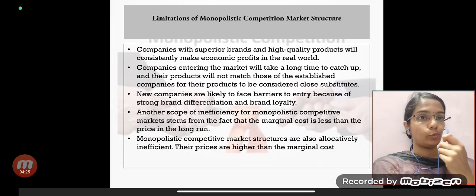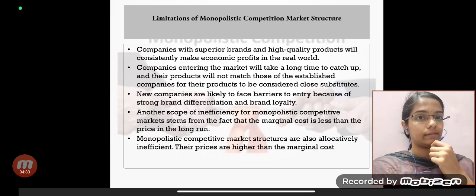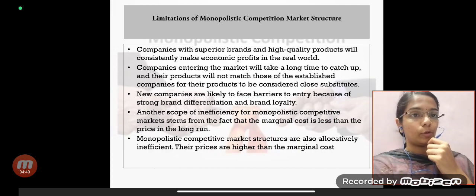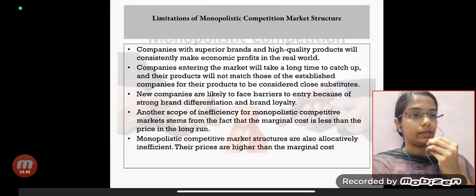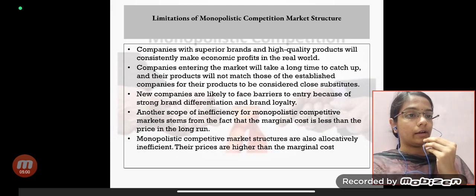The limitations of the monopolistic competition market structure are that companies with superior brands and high quality products will consistently make economic profits in the real world. Companies entering the market will take a long time to catch up and their products will not match those of the established companies for their products to be considered close substitutes. New companies are likely to face barriers to entry because of strong brand differentiation and brand loyalty. New companies suffer like this because the old companies have already given the brand, so they have to differentiate and they have to give uniqueness.